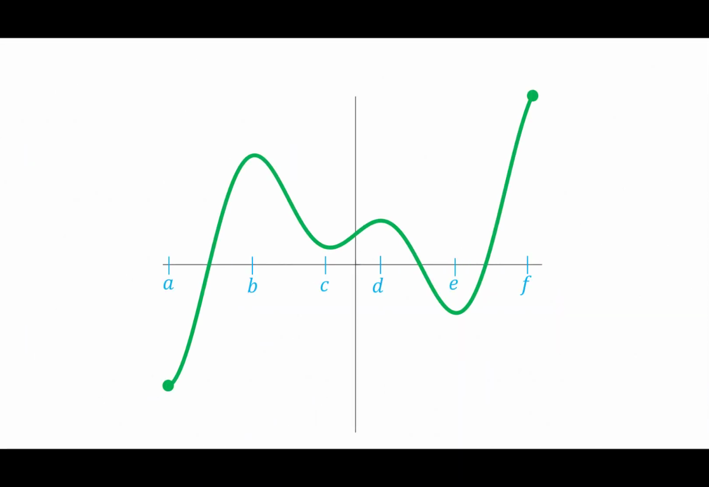Alright, let's look at a graph to get a visual example. The domain of this graph is the closed interval from a to f. We have an absolute maximum value at f. That's because our function evaluated at f is greater than or equal to, but in this case it looks like just greater than, all the function values at all x in our domain. And we have an absolute minimum at a, because f evaluated at a is less than or equal to f of x for all x in our domain.